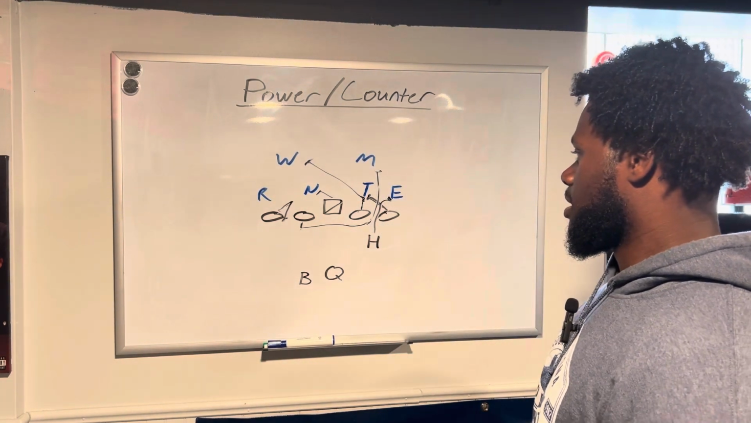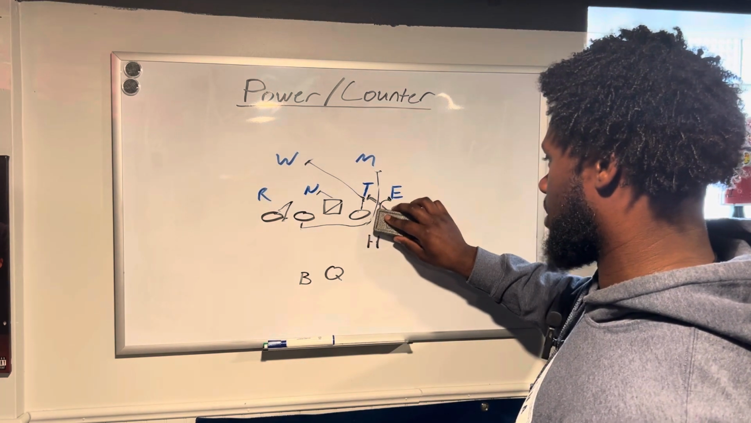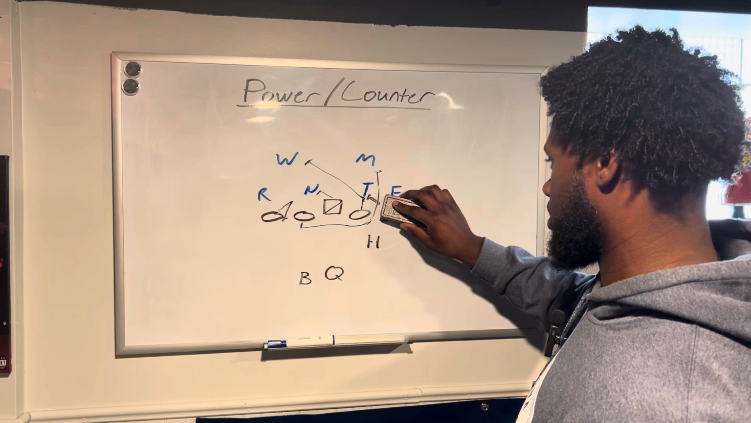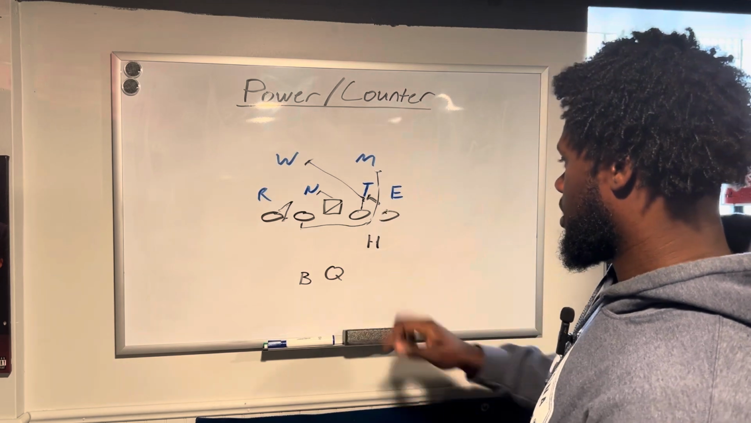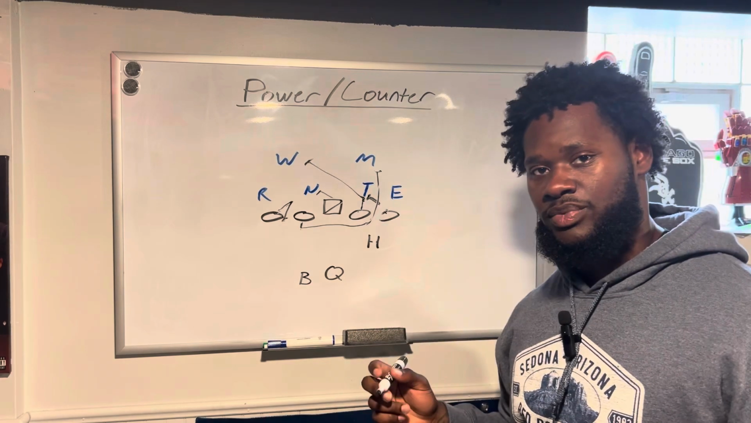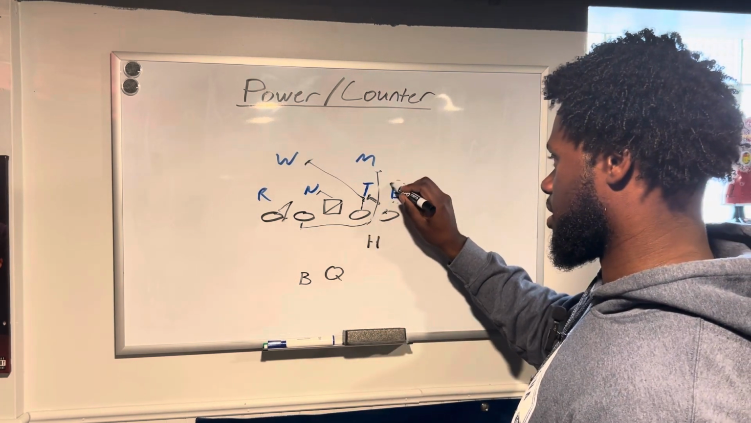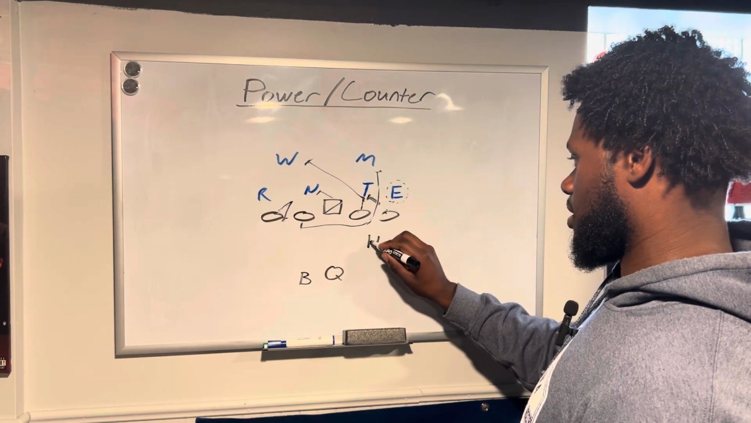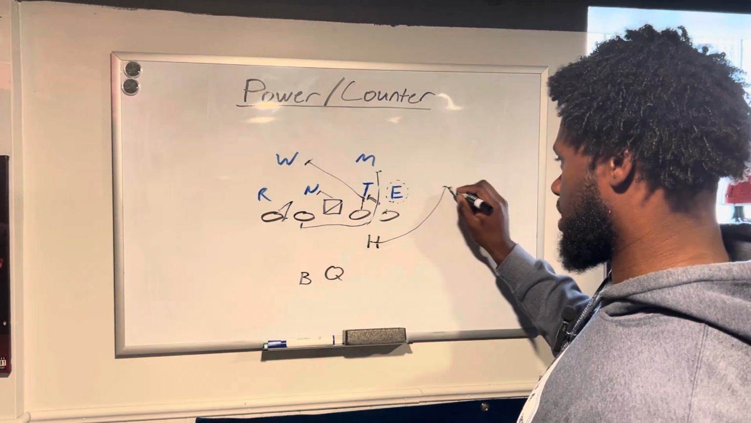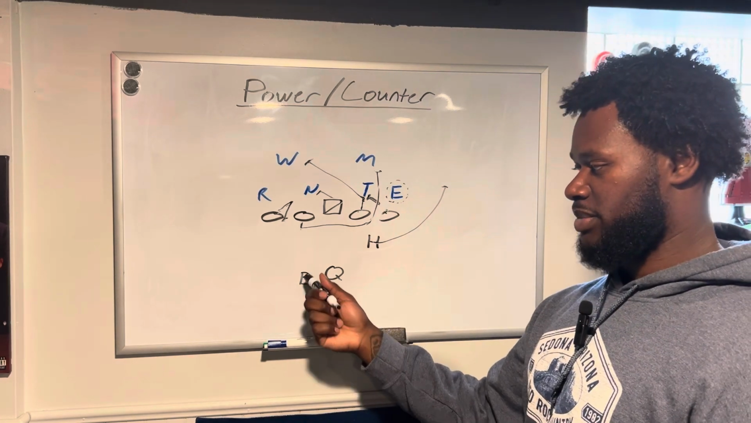All right. So yeah, a couple other variations might be, instead of inserting or getting inside leverage on this defensive end, maybe you just want to read them. All right, so it's still power to me, just turns it into a power read if you go ahead and arc release this H back out in space. Right, so now you can do a couple of different things with your B back here, right?